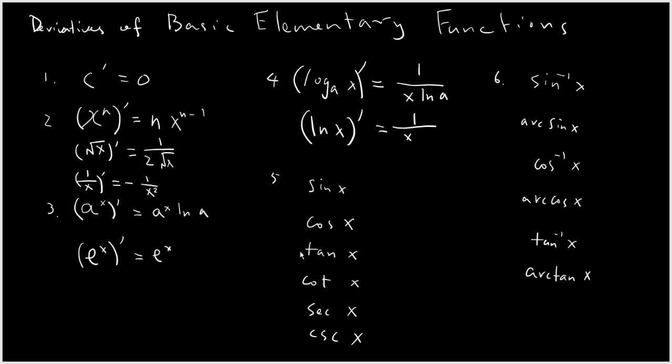1 over x times natural log of the base. The base in this particular case is e. We just mentioned the natural log of e is equal to 1, right? So the derivative of natural log of x is just 1 over x because natural log of e is 1.